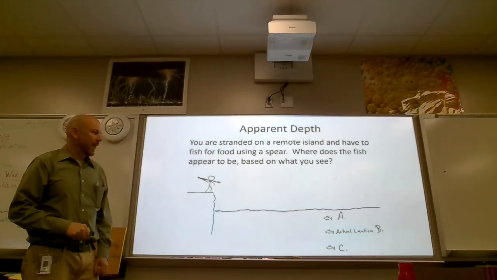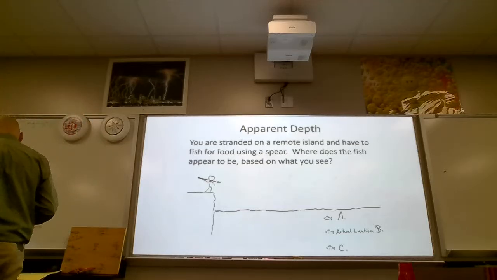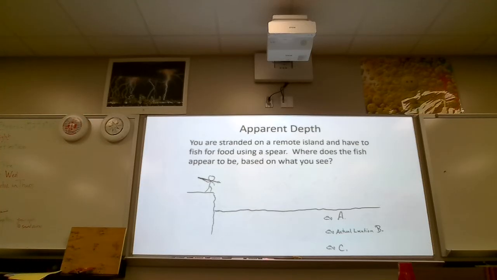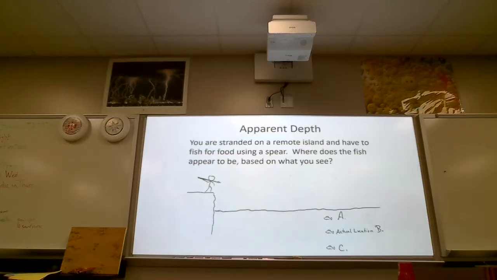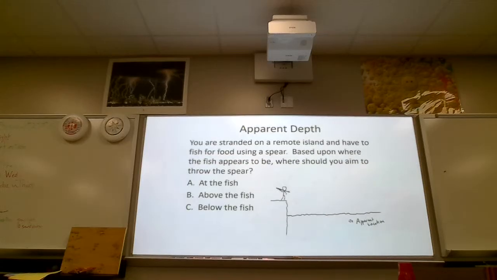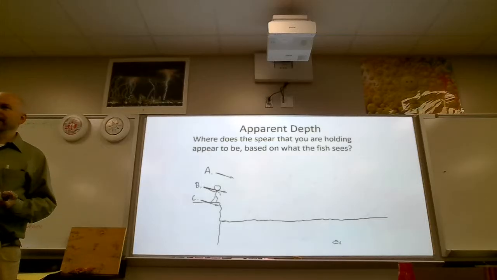So here's where the fish actually is. Where does the fish appear to be? There we go, with that. Okay. So if the fish appears to be here, where should you aim? Below. You should aim where the fish actually is, which is below. Good at that? No one ever asks, what does the fish see? I mean, what's the fish's point of view?